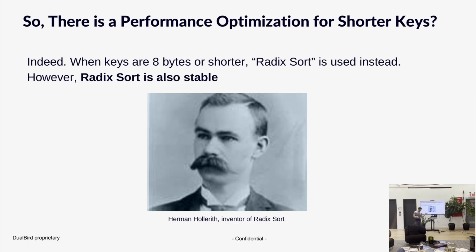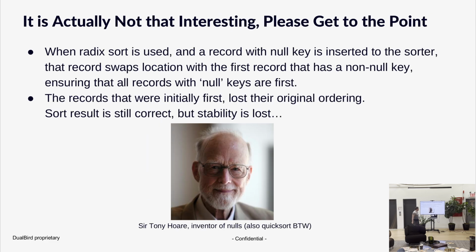Next is radix sort. For keys of 8 bytes or shorter, Spark would use radix sort because it's faster when the keys are short. But radix sort is also a stable algorithm. In the picture, Herman Hollerith, the inventor of radix sort. Okay, so I'll get to the point.